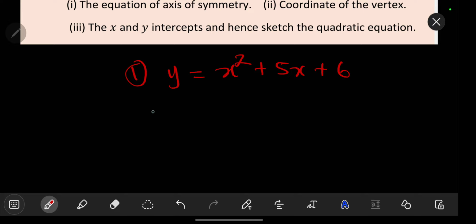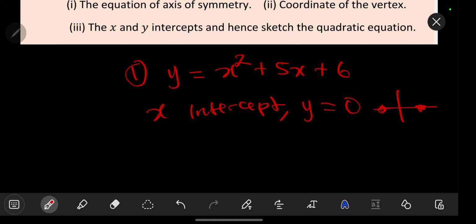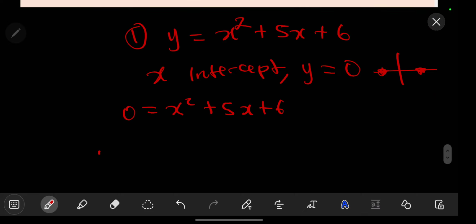So let's begin. To find the x-intercept, you equate y to 0. The x-intercept is the point at which the graph passes the x-axis, and at this point y is equal to 0. So where there is y, you put 0, which should be equal to x squared plus 5x plus 6. Then you are going to use the factorization method.